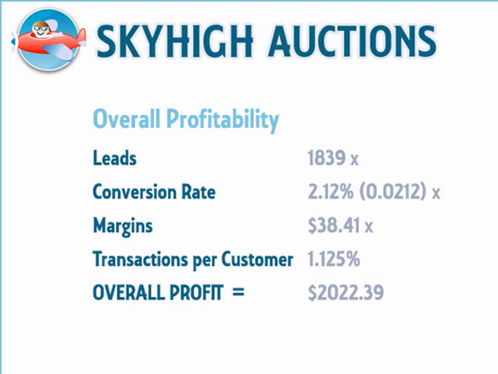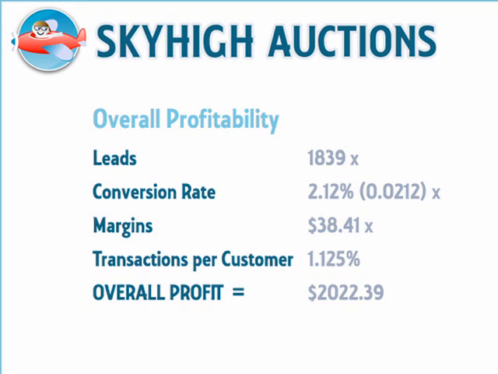The reason why these profit factors are so important is that if you can increase each of the four profit parts by a small amount, it can have an exponential result on the performance of your business. If you can increase the number of leads to your listings, your number of conversions, your profit margins, and the transactions per customer, all just by a tiny amount, then overall you'll see a huge increase in profitability.